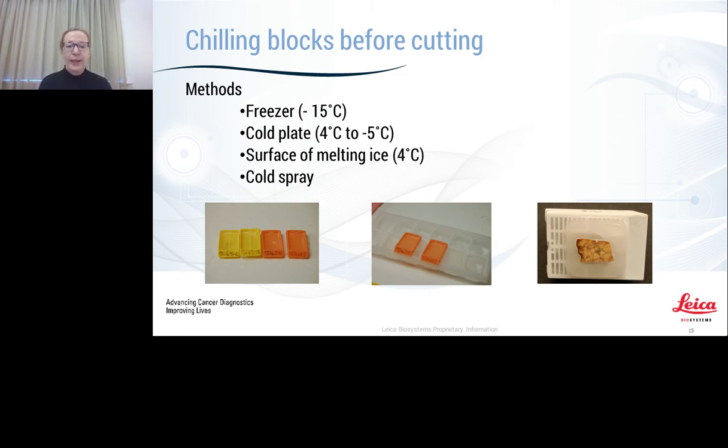Before you cut tissue, it needs to be cold, so that you achieve the correct thickness. There are various different methods different labs prefer. They might put the blocks in a freezer. They might use a cold plate at 4 degrees or down to -5 degrees, it varies. The surface of melting ice is a very common practice, or some labs use a cold spray.